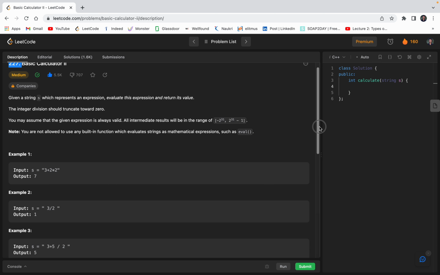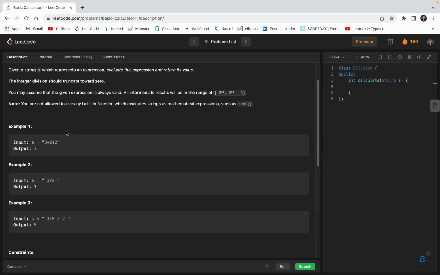So what we have to do in this question is that we will be given a string like this, 3 plus 2 into 2, and there might be spaces also like this. Here is a space, here is a space, and in between there can be spaces also. So it might have spaces. It won't be a continuous string. I mean, it will be separated by spaces.